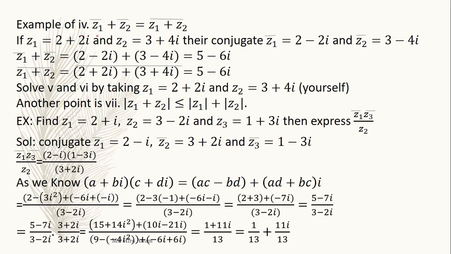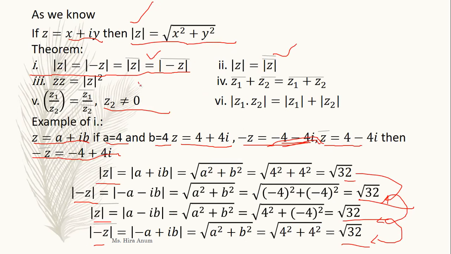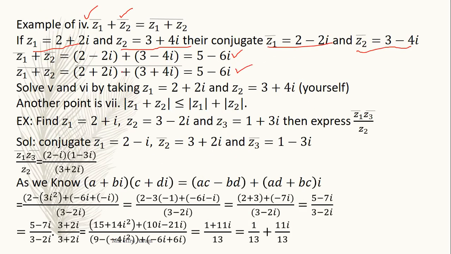Here you can see the fourth part: conjugate z1 plus conjugate z2 equals conjugate of z1 plus z2. Taking the conjugate of these two numbers and then adding both, the answer will be the same. We have solved this point and this point. Now you have to solve the remaining two parts yourself. It is on you to solve these.